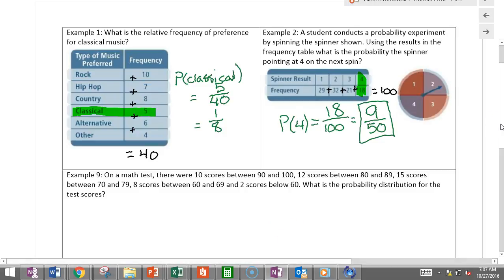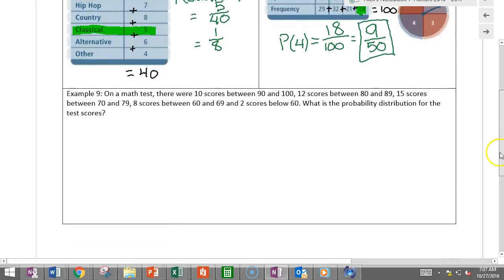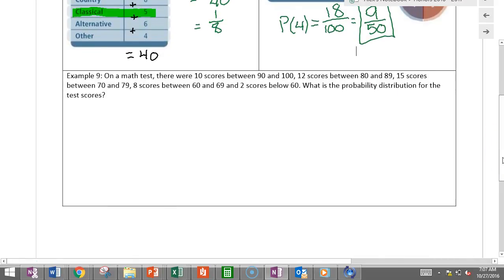Alright, then looking at our last problem here. Those were just simple probability problems, you're just using a table. The example that I want you to create a table. On a math test, there were 10 scores between 90 and 100, 12 scores between 80 and 89, 15 scores between 70 and 79, 8 scores between 60 and 69, and 2 scores below 60. What is the probability distribution for the test score?